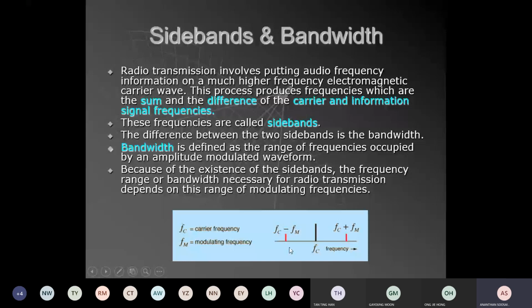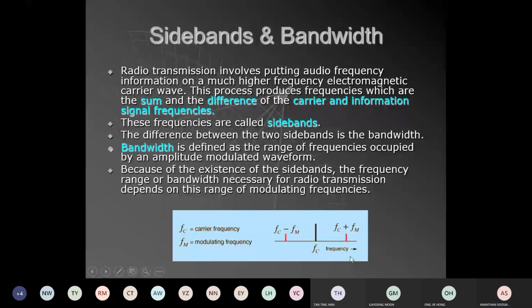These two are called sidebands. And you see the amplitude here, the amplitude of FC is A, and the amplitude for the sidebands is half of that. And this is how the amplitude modulation looks like. This is called the energy spectrum. These frequencies are called sidebands. So in the exam, if they ask for sidebands, it means just FC plus FM and FC minus FM.